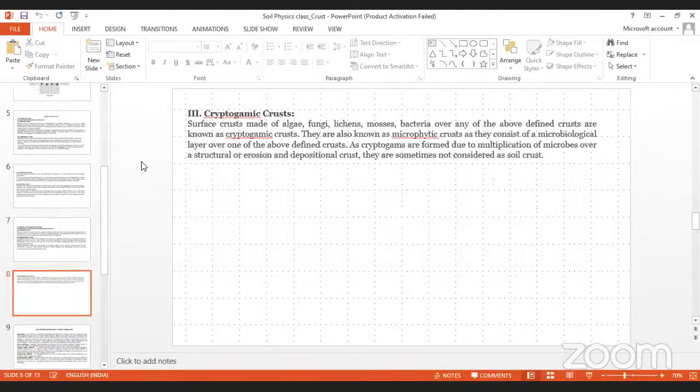And cryptogamic crust is basically the biological crust, also known as good soil crust. This is made of algae, fungi, lichen, mosses, bacteria, or any other biological material. As these are biological materials, they decompose and supply nutrients to plants. So this is a good crust, and for this reason, cryptogamic crust is often not considered as soil crust.